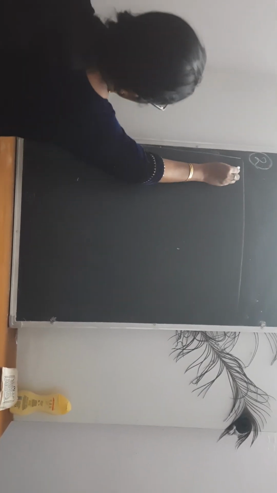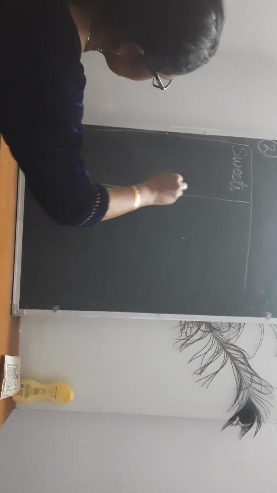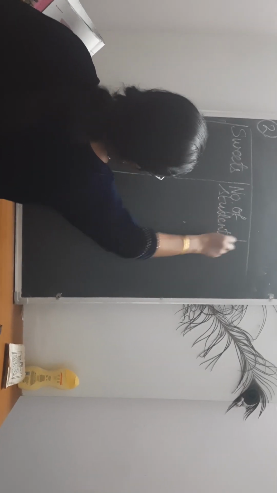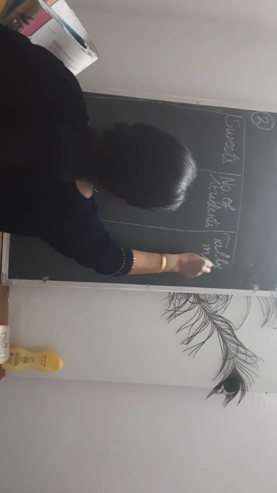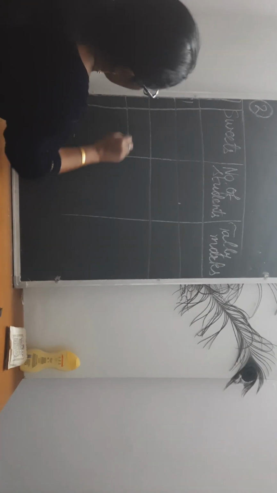Now I will write the heading, favorite sweets, or simply sweets. Then number of students. Then in the third column I will write tally marks. I will write one more column for numbering, so that we can easily see which type of sweets we are having.